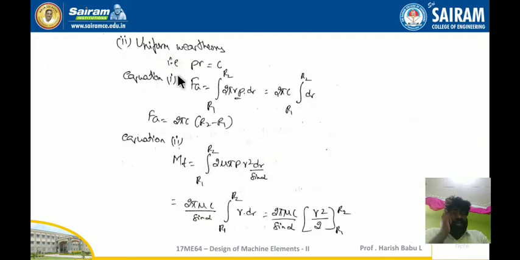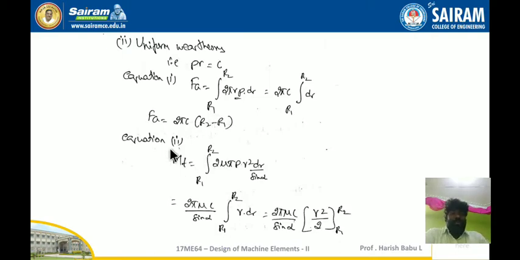So dm is the mean diameter. Now consider the uniform wear theory. Uniform wear theory is nothing but the pressure into radius will be a constant, that is P × R will be a constant. So equation 1 becomes 2π r P dr. I am going to replace P × R as C. So 2πC ∫ dr from R1 to R2, and I get 2πC (R2 − R1). If you want to substitute, you can, and I get πC (D2 − D1).